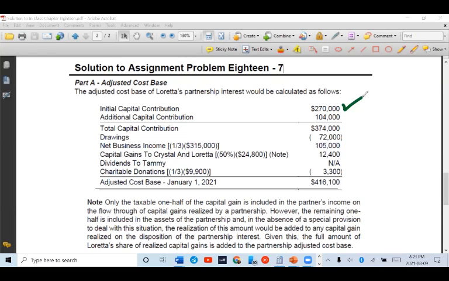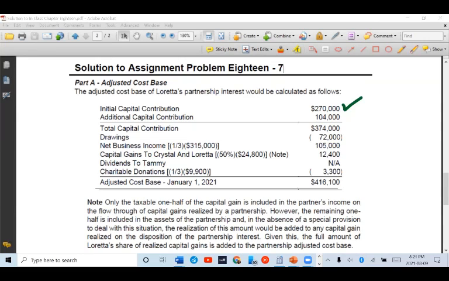Then it tells us that through 2018 to 2020, the partnership is successful. It earned business income of $315. It received some dividends, capital gain, made some donations. Tells us Tammy, Crystal, and Loretta's withdrawals, right? Again, withdrawal just means they took money right out of the partnership account.